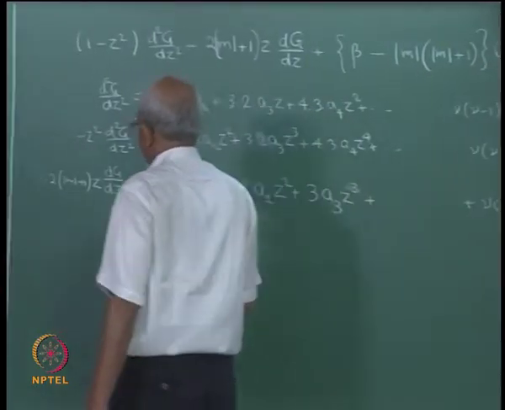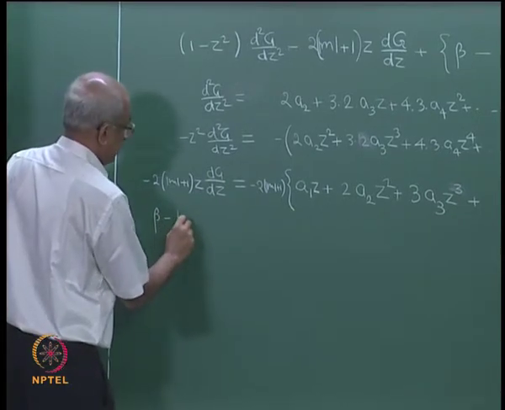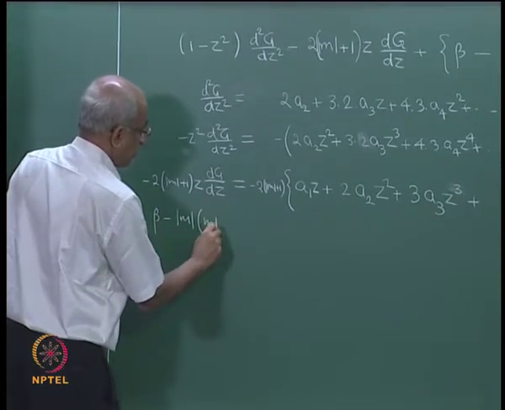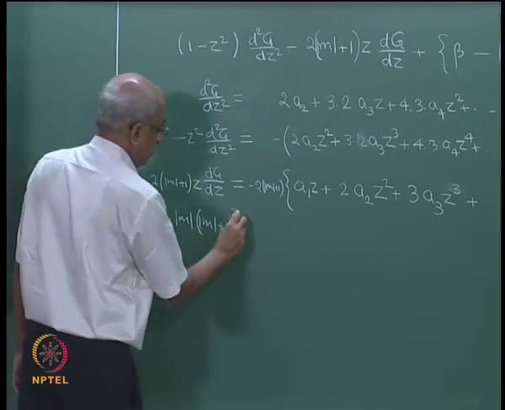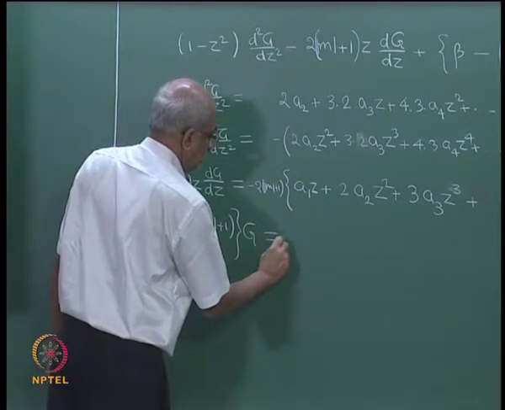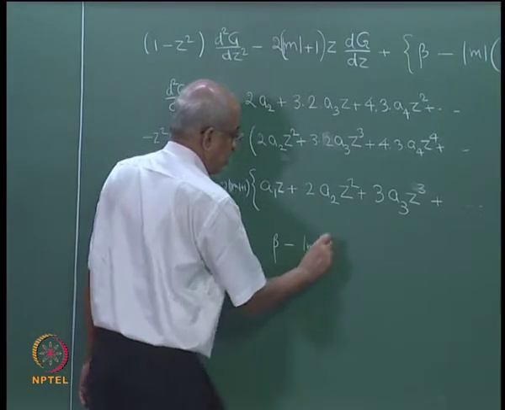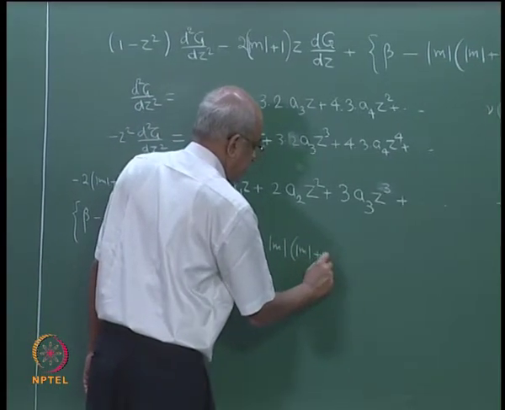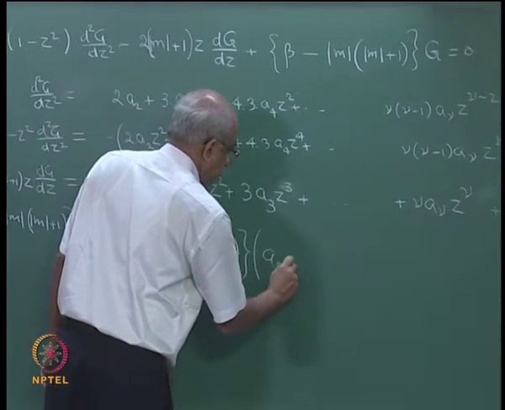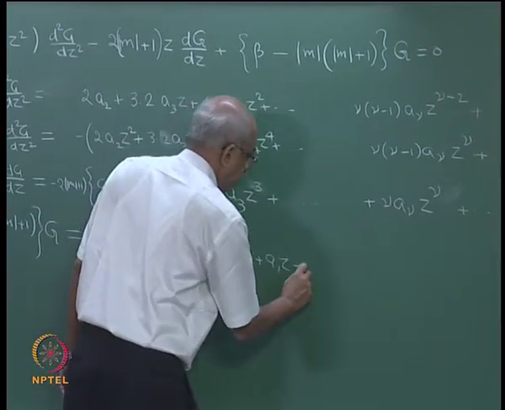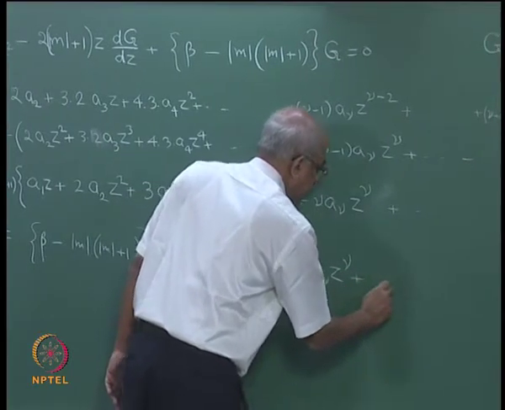And then the last term is obviously very simple, beta minus magnitude of m into magnitude of m plus 1 into G is equal to beta minus magnitude of m into magnitude of m plus 1 times A0 plus A1 z plus etc. A nu z to the power of nu plus etc.